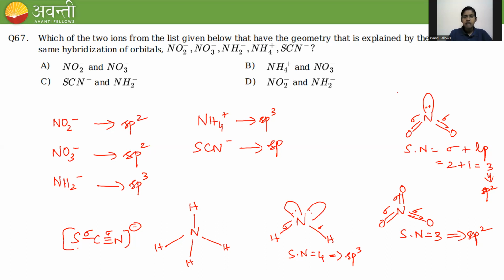So the species having the same hybridization are NO2 and NO3 minus. That is option A. And the geometry for an sp2 hybridized system is trigonal planar. Okay, both the species, you can see, are trigonal planar in geometry. Okay, so this is how we have to calculate.